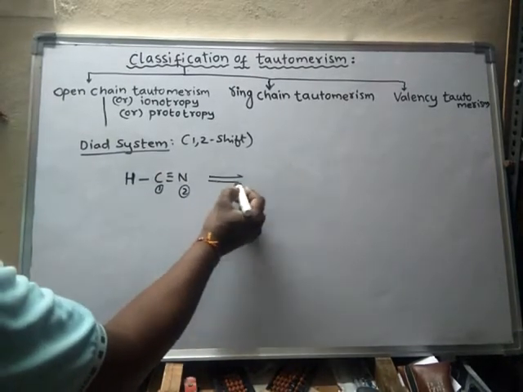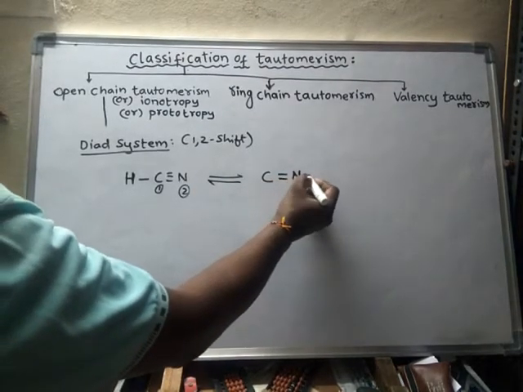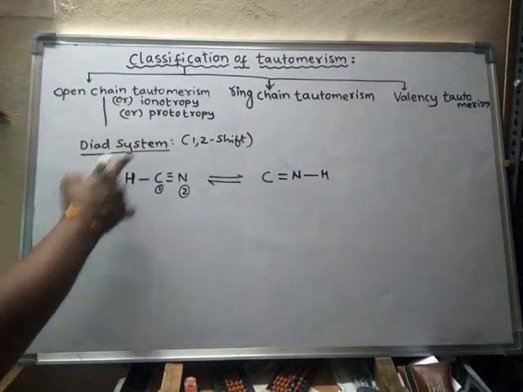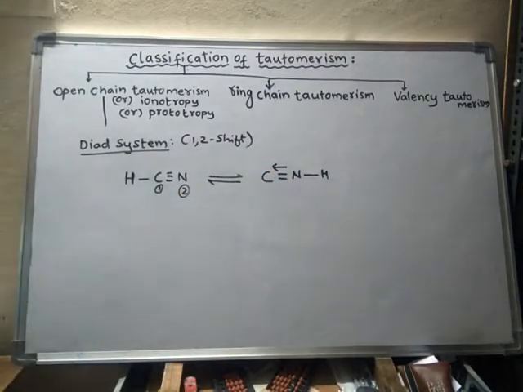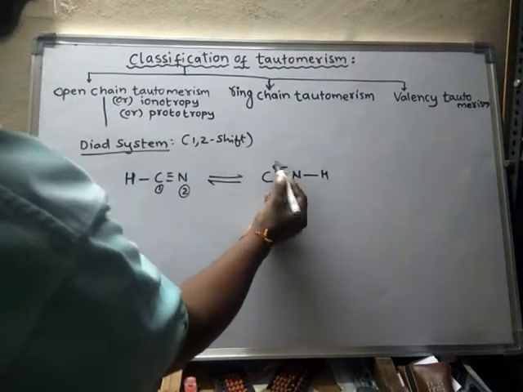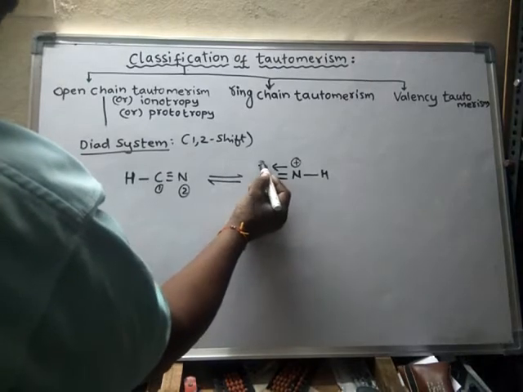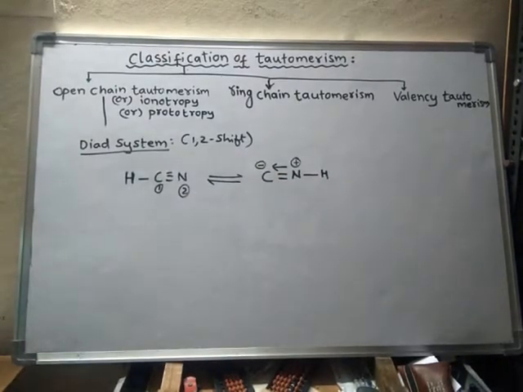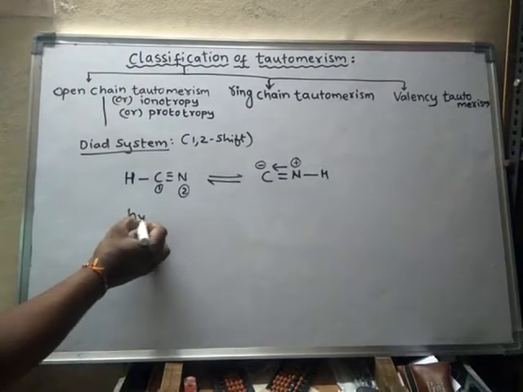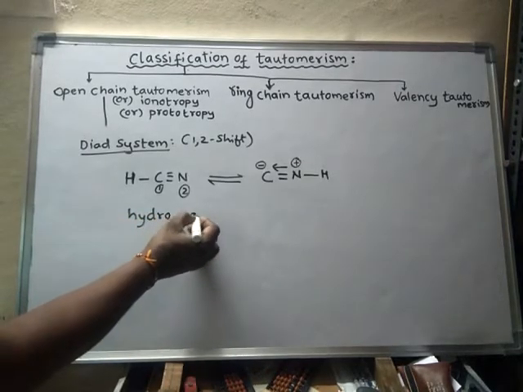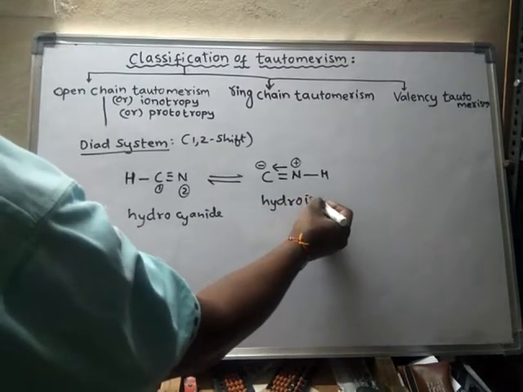Upon shifting, it forms like this: C, N, hydrogen. So this hydrogen will shift to nitrogen, and due to this, this type of bonding is formed. Whenever a coordinate covalent bond is present, the donor atom will get a positive charge, and the acceptor atom will get a negative charge. This is called hydroisocyanide. This is hydrocyanide.